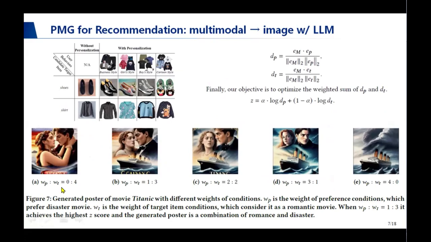When the preference weight is very small, it will just generate an image of Titanic, which is like a love story poster. Then as the weight of the preference gets higher and higher, it takes on more of the disastrous preference. And at the end, the love story aspect disappears, and it becomes totally a disastrous poster. So that's how the user can control this by this weighting.